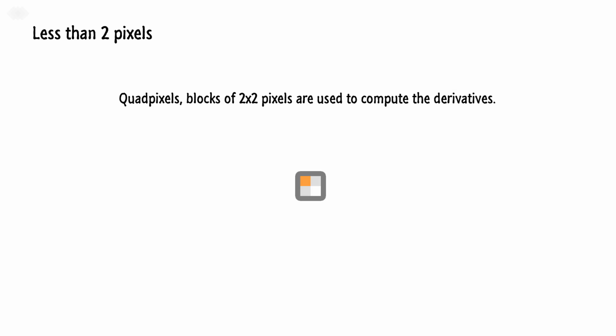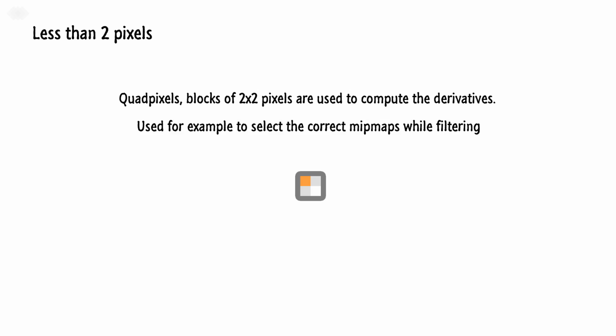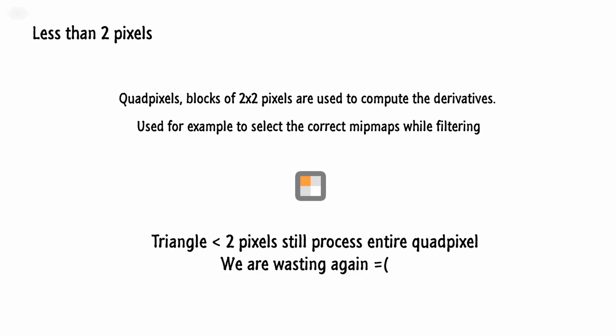Another example is if a triangle is less than 2 pixels. Now we start having problems with our quad pixels. Blocks of 2 by 2 pixels used to compute derivatives. These are, for example, used to select MIP maps when filtering. So again, if a triangle is smaller, we always use 2 by 2 pixels and pixels get wasted.